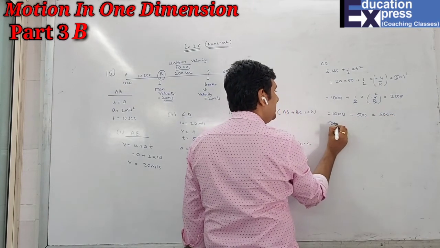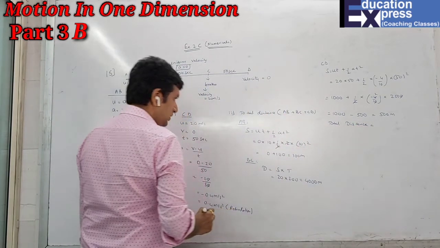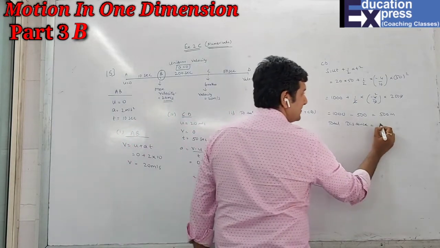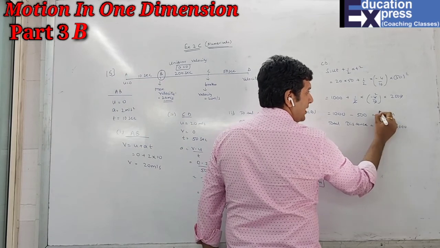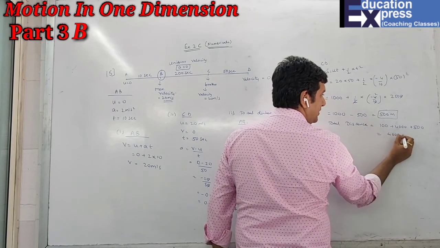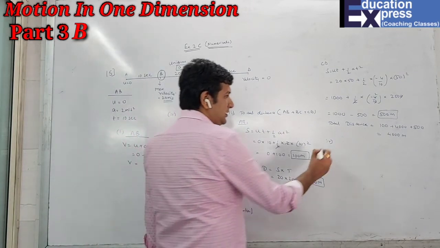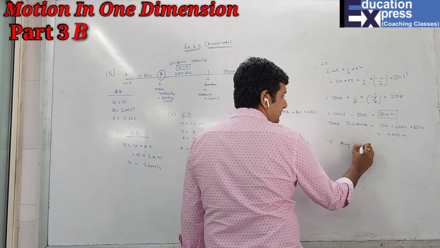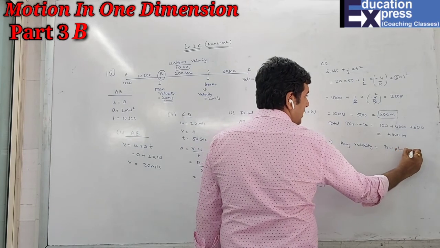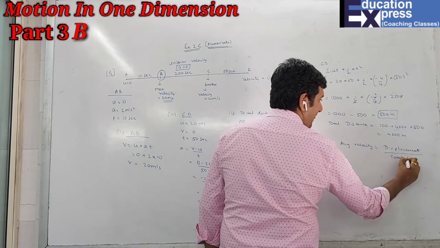So the total distance was, starting from here, 100, 4000 and 500. 4600 meters. And now, the last, fourth part, what they asked is average velocity. So average velocity, obviously here I already have displacement. I use that formula only for displacement. So displacement upon total time.